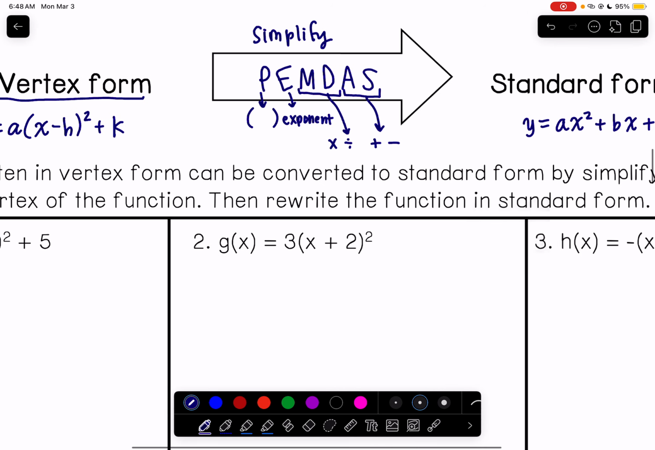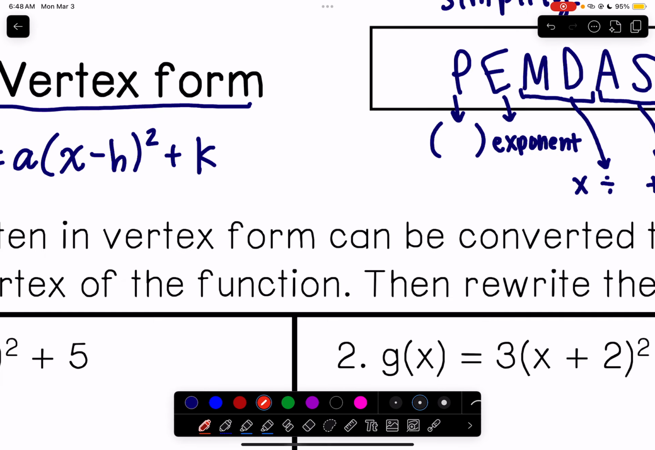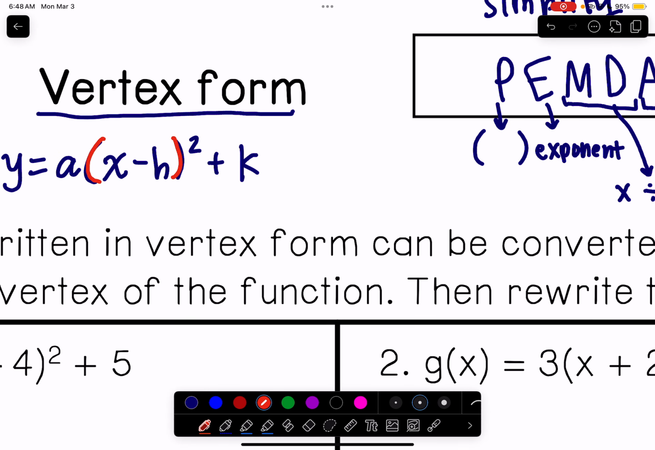Okay, so here, in this case, we will be looking to see if these are like terms, and if they are, we'll combine them. Then we'll be squaring that. Then we'll be multiplying that by a. Then we'll be adding whatever the k is. So let's see that in action.